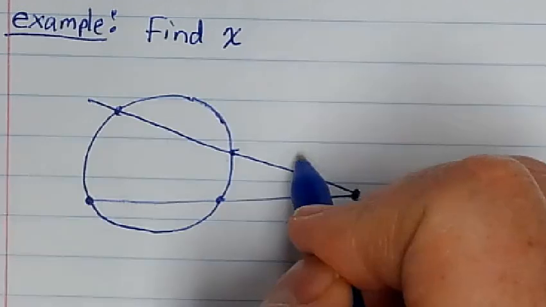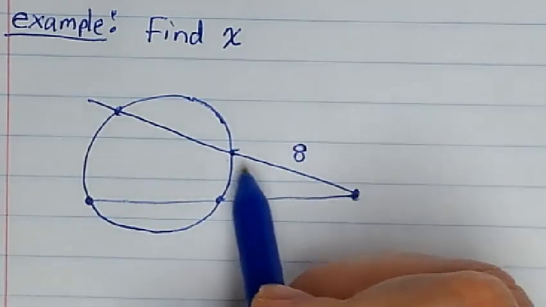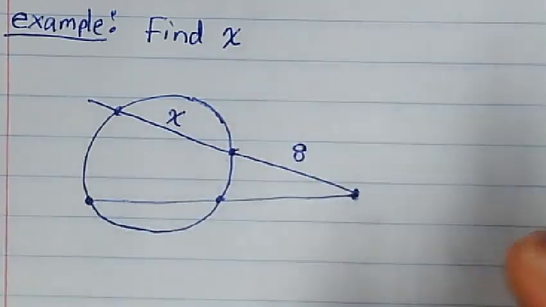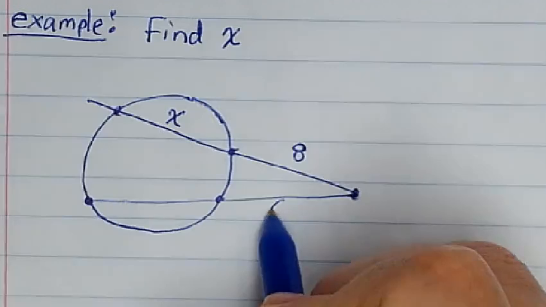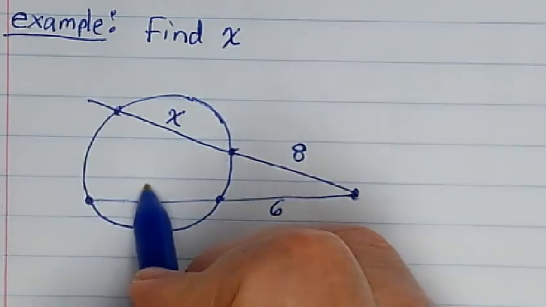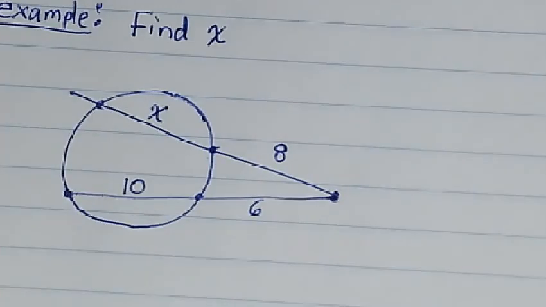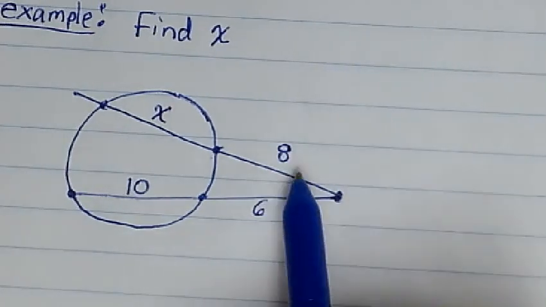Maybe they'll tell you that this is 8 from here to here, and maybe this is x, and maybe the length of this piece is 6, and maybe the length of this piece right here is 10. Okay, I'm just giving you some values. Did y'all copy that? Okay, so they're going to give you a setup like this.